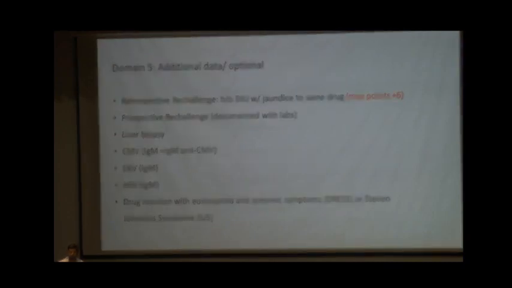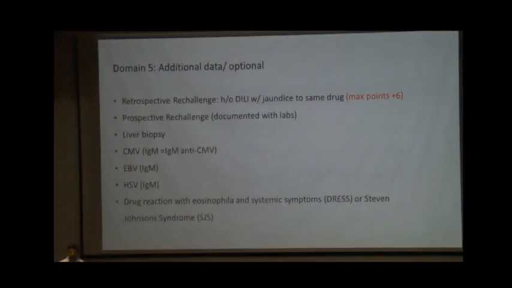The last domain, the fifth domain, included retrospective re-challenge and prospective re-challenge. Prospective re-challenge was given 6 points, the maximum point given in the RECAM score, on re-administration, whether the same pattern of liver injury happened or not. Liver biopsy was given 1 point. If other causes were ruled out, then CMV, hepatitis, EBV, HSV were also asked to be sent, and whether any history of DRESS or SJS was there or not was also assessed.